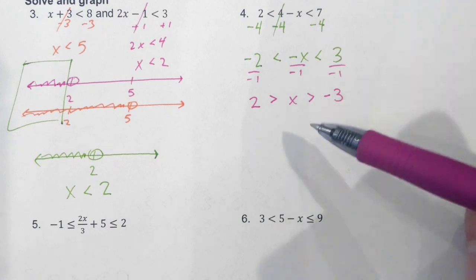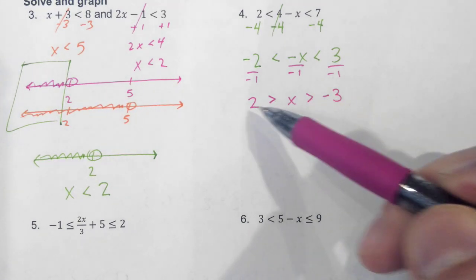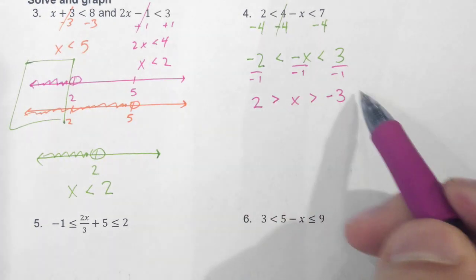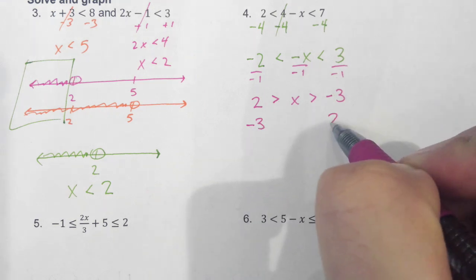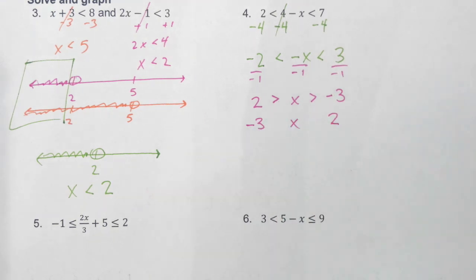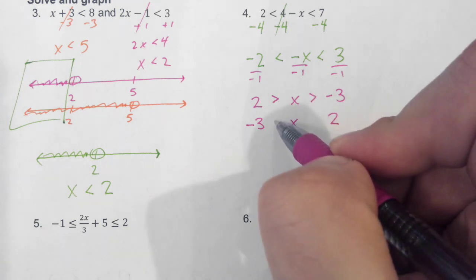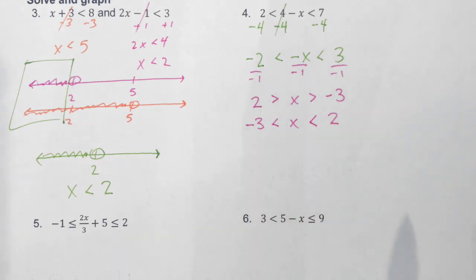Compound inequalities, final solution should always be less than symbols, and it should always go from smallest to biggest. If it doesn't, you've made a mistake somewhere. So this whole thing needs to be flipped around. So I'm going to put the negative 3 on the left, the 2 on the right, the x in the middle, and if I flip all of that around, that means my inequality's got to flip around with it. So it's going to go back to less than symbols, which is what we want.